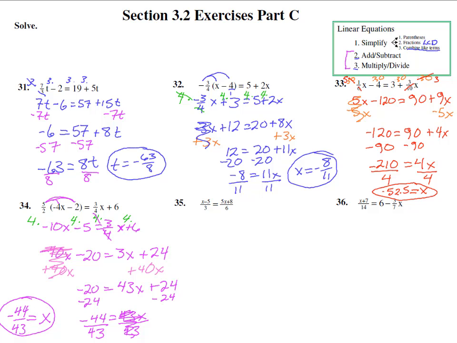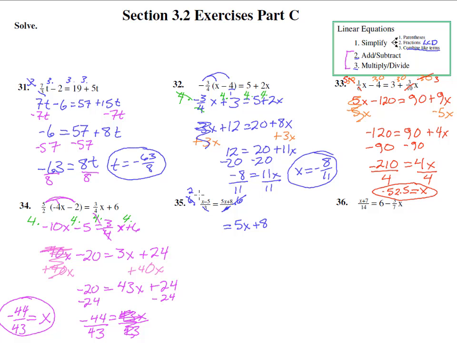Number 35. Here we have, this one looks like these are all divided by 3 and those are all divided by 6. So they're grouped. We're going to need to get rid of these fractions right away. What's the least common denominator of 3 and 6? Well, 3 does go into 6, so let's multiply both sides by 6. On the right hand side, this 6 just cancels and we're left with a 5x plus 8. And on the left hand side when we do it, the 6 cancels with the 3, leaving a 2.